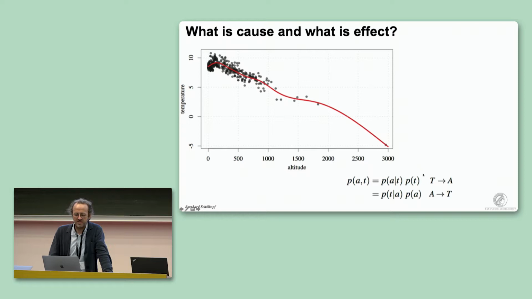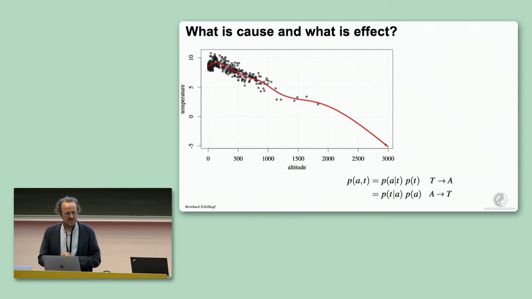We can now ask: does temperature cause altitude, in which case this would be the causal factorization, or does altitude cause temperature? How would we go about it? Of course, we could try to intervene. We could build a device to raise the measuring station by a few hundred meters and measure the temperature. Maybe we will find that the temperature then gets colder.